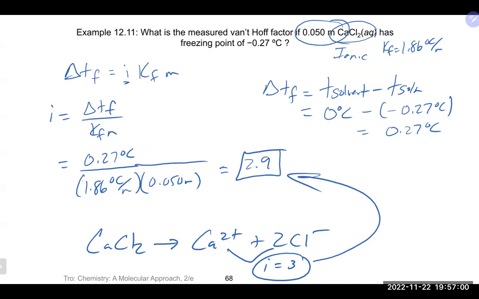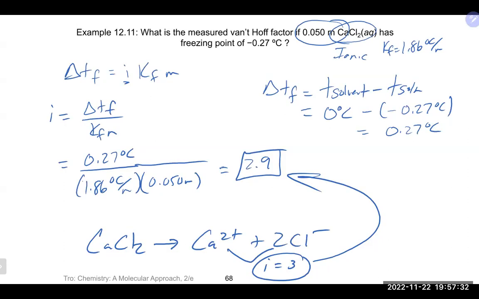Any questions on that? Yeah. No, in this case, you can leave it at 2.9. This was a measured, experimental value, and it is very close to what you would have from the formula. In a book problem or a problem like that, you would just use the formula and probably use i as 3 if you were calculating something like the freezing point or boiling point. Other questions on that?